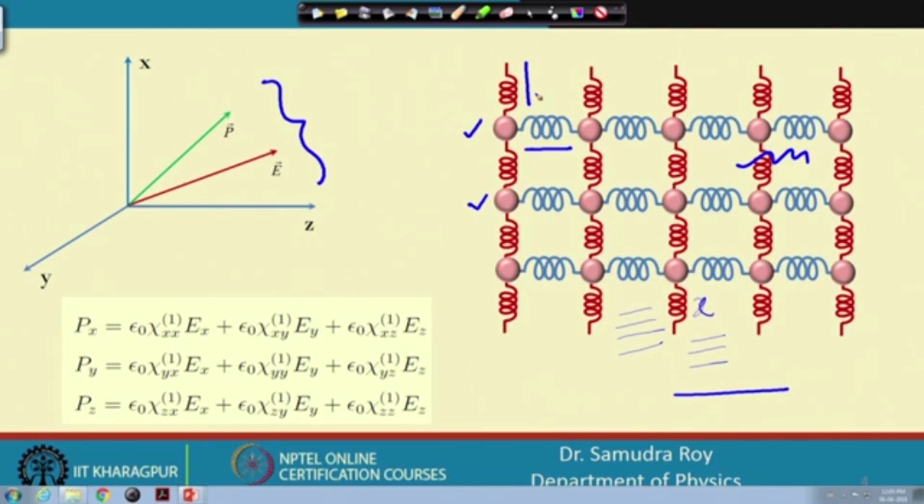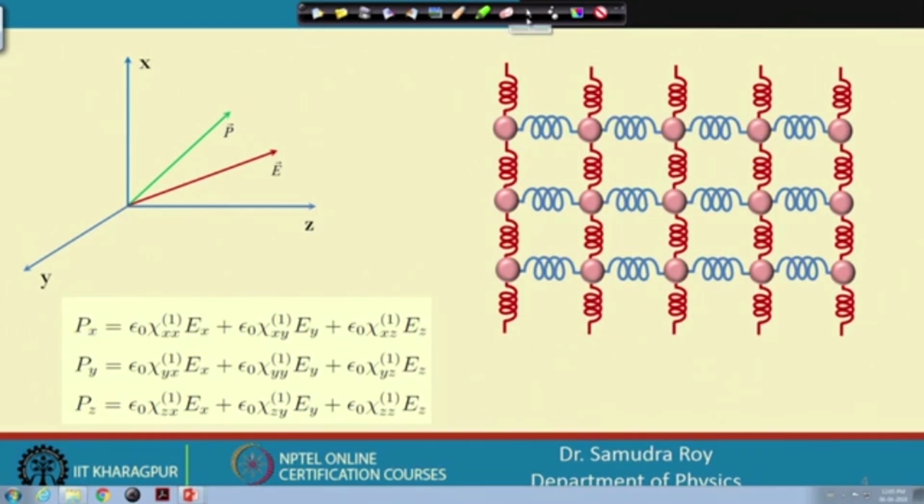If I now try to understand the x, y, z components of this, you can see that the x, y, z components with respect to the E field are already there. That means the x component of polarization now depends on the x, y and z components of the electric field, which we have already discussed.